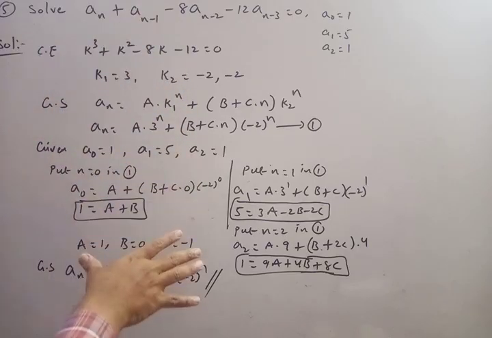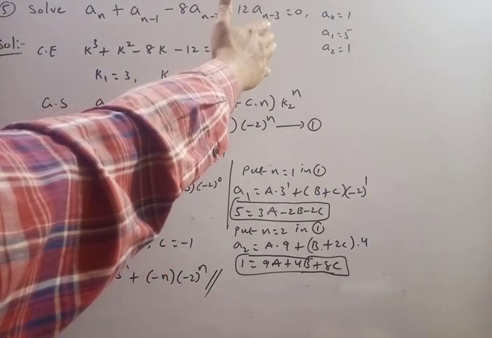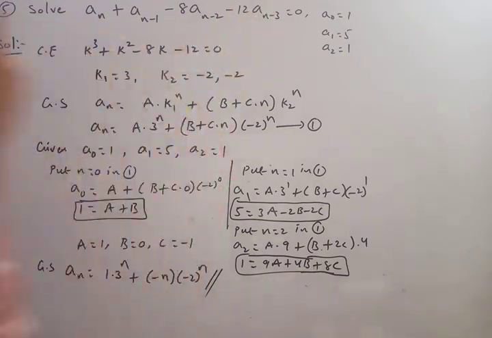So just go through this video. Till here. Then we will see in the next video how to solve if the right side is non-homogeneous, if an nth term is there.